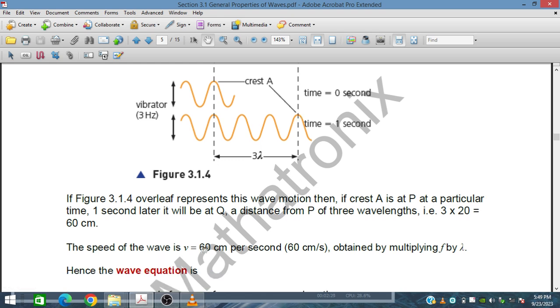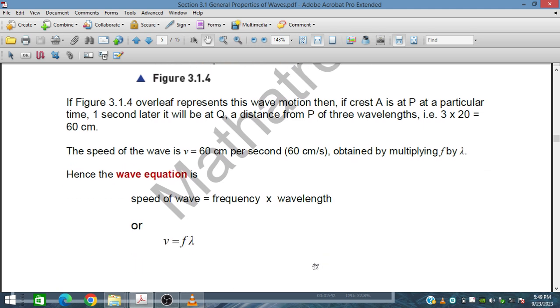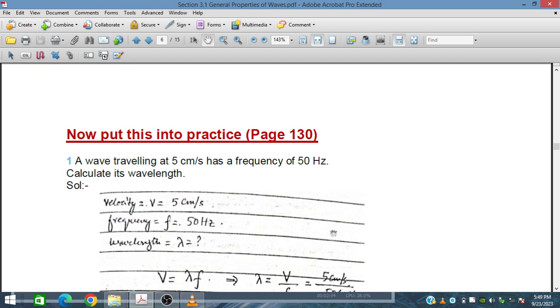So the speed of the wave is 60 centimeters per second, obtained by multiplying frequency by the wavelength. Hence the wave equation is: speed of the wave is equal to frequency times wavelength. So 3 wavelengths means the speed is 3 times lambda, and 5 wavelengths means the speed is 5 times lambda, in 1 second.